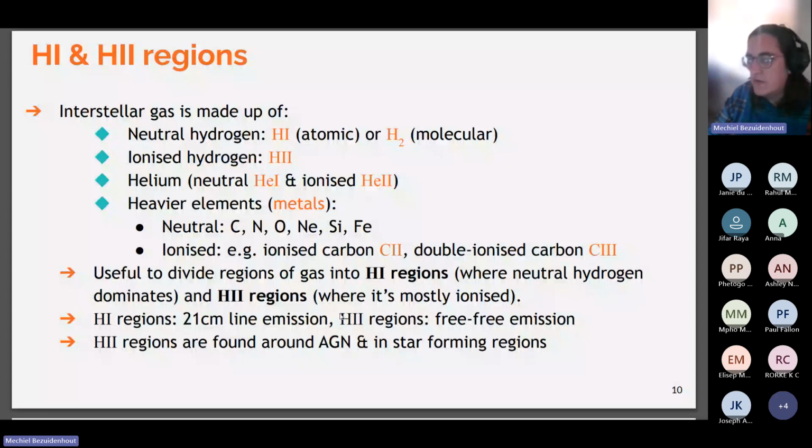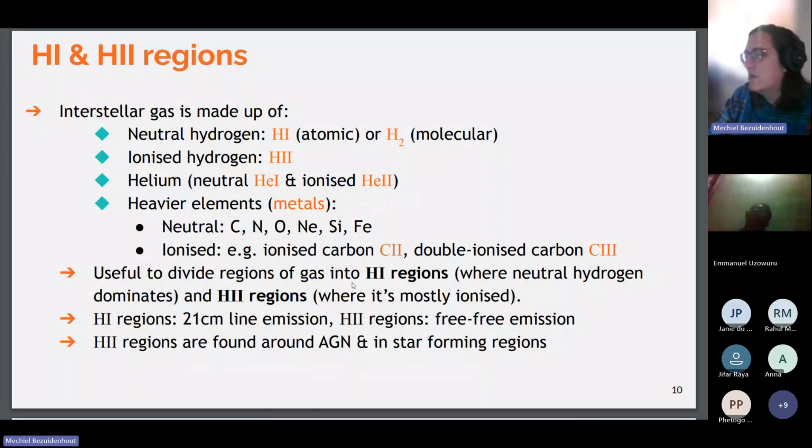H1 regions are neutral, so you don't get much free-free emission, but instead we can see these from the 21 centimeter H1 line, which I will talk about a bit later. But H2 regions are typically found surrounding active galactic nuclei and in star-forming regions. So that's one of the big uses of studying H2 regions, is that they can tell you a lot about the environments where stars are being formed.